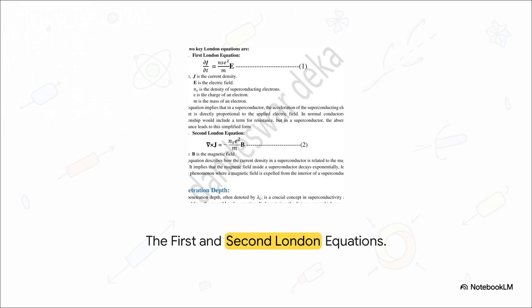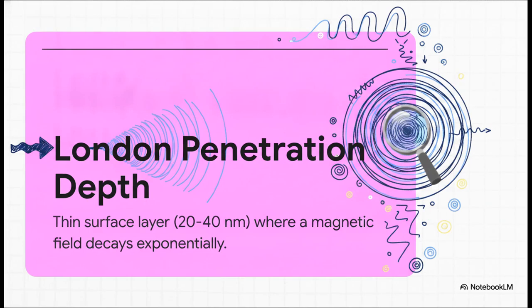It proves mathematically that a magnetic field doesn't just hit a superconductor and bounce off like a tennis ball hitting a brick wall. Instead, it enters the surface just a tiny bit and then decays exponentially. What you really should take away from this is the concept of the London penetration depth. It turns out the magnetic field actually just scratches the very outer surface of the superconductor, penetrating an unimaginably thin layer of maybe 20 to 40 nanometers. I mean, that is incredibly thin.